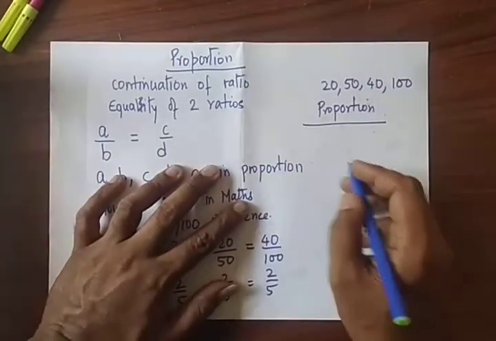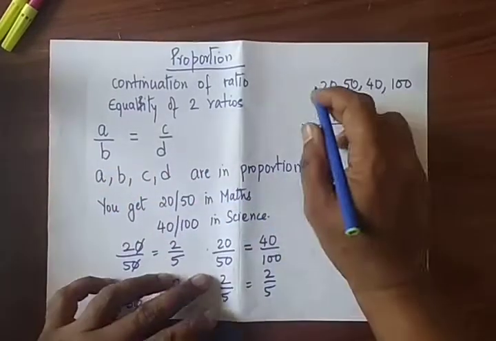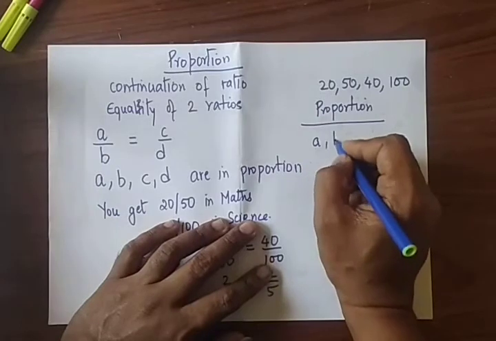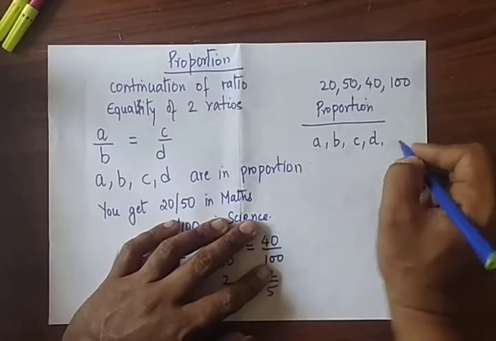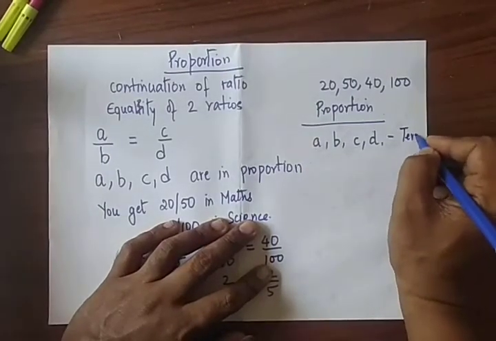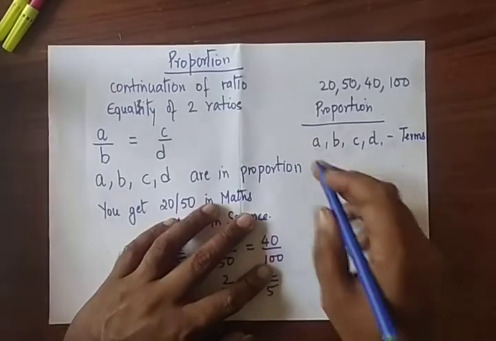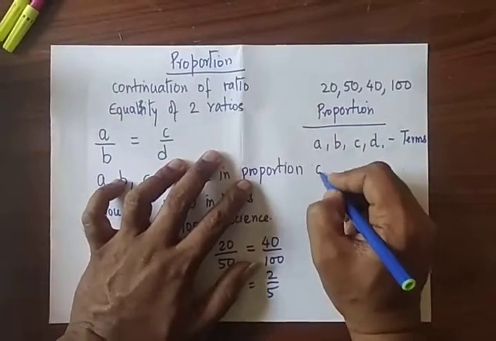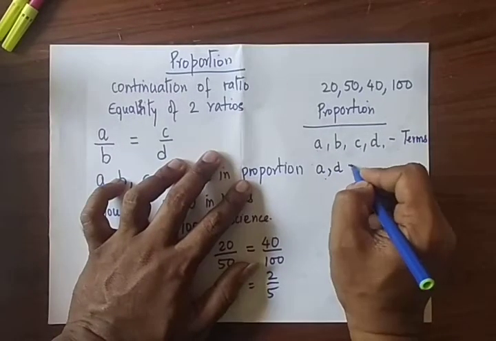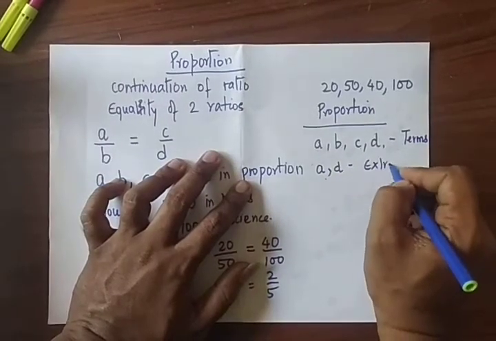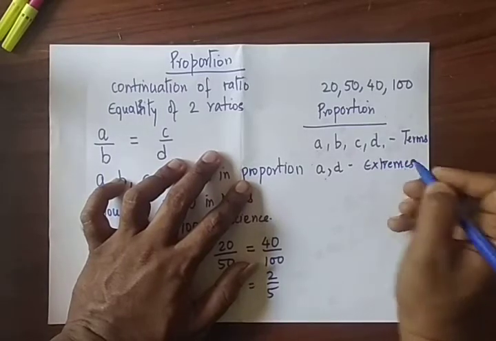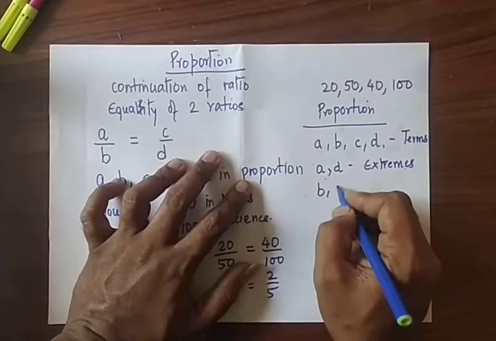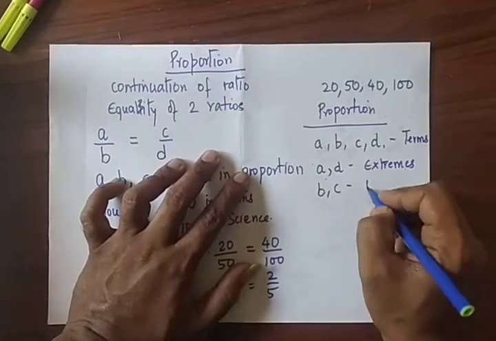Now usually we call these numbers terms. So we have A, B, C, D; these are nothing but terms. Now A and D are at the extreme ends, so A, D are called the extremes, and B and C are the middle terms. So B, C we call the middle terms or the means.